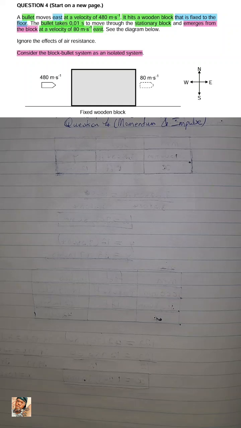So it is said a bullet moves east at a velocity of 180 meters per second. It hits a wooden block that is fixed to the floor. The bullet takes 0.01 seconds to move through the stationary block and emerges from the block at a velocity of 80 meters per second east. See the diagram below. Ignore the effect of air resistance and consider the block-bullet system as an isolated system. And of course, they've given us the scenario and diagram and the direction as well.